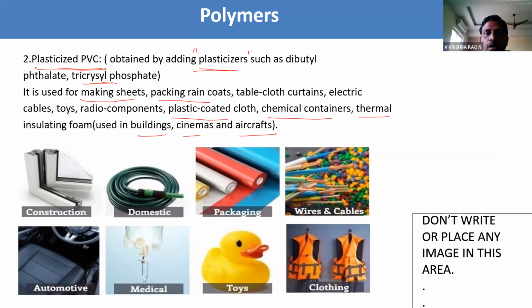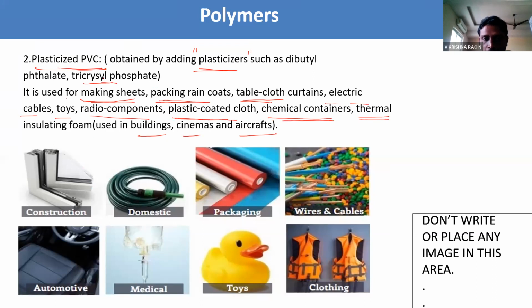Now coming to the uses of this: it is used in making sheets, packing raincoats, tablecloth, curtains, electric cables, toys, radio components, plastic coated cloth, chemical containers, and thermal insulating foam used in buildings, cinemas, aircraft, etc. These are the plasticized PVCs.